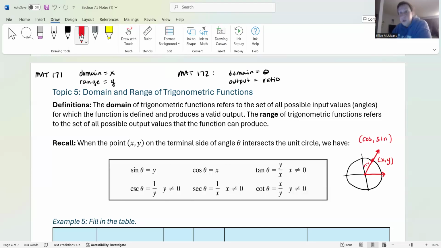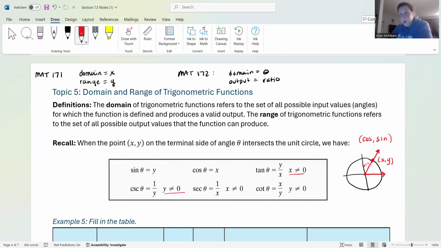So if we want to review those output values, those ratios for the trig functions, we get that sine is y, the y coordinate of the ordered pair where our terminal side intersects the unit circle. Cosine is x. Tangent we know is sine over cosine, so it's y over x as long as x is not 0. That's important. Cosecant is the reciprocal of sine, so it's always going to be 1 over y unless y is 0. Again, we don't want y to be 0, so that's important.